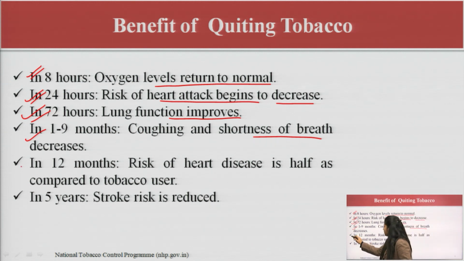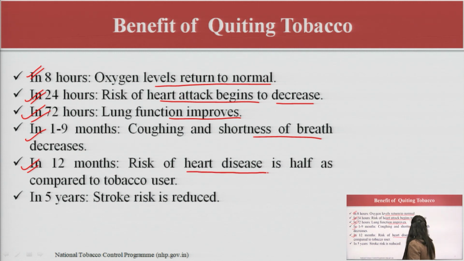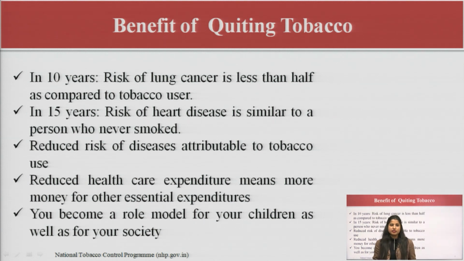In 12 months, means 1 year, what will happen after quitting tobacco? The risk of heart disease is half as compared to the tobacco user. In 5 years, stroke risk is reduced. So, there are many benefits we will see. Yes. Now, after that there are some other benefits as well. In 10 years, the risk of lung cancer is less than half as compared to a tobacco user. In 15 years after quitting tobacco, we will see the risk of heart disease is similar to a person who never smoked.